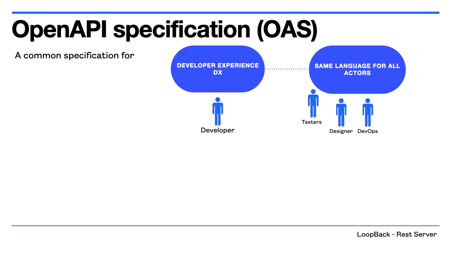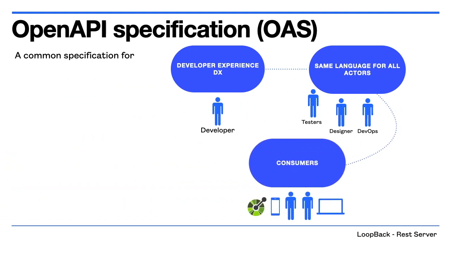And of course, there is another group, which are the consumers. There might be some situations where you will need to pass it over also to the consumers, regardless of whether they are your customers or whatever. Recently I was checking Postman, for example, and they have the capability of generating documentation from your OAS also. So this is nice.